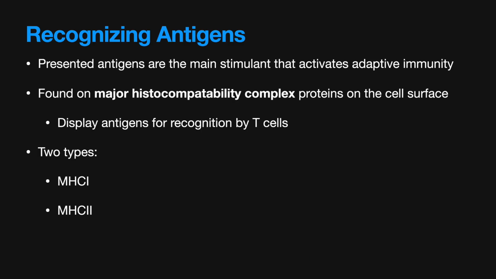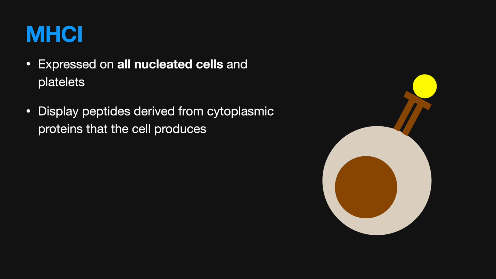The key activators of adaptive immunity are antigens that are presented by another type of cell. Cells present these antigens on proteins called major histocompatibility complex, or MHC, which is on their cell surface. There are two main types of MHC, MHC1 and MHC2. MHC1 is expressed by all nucleated cells, as well as platelets. They display peptides derived from cytoplasmic proteins that the cell has produced.